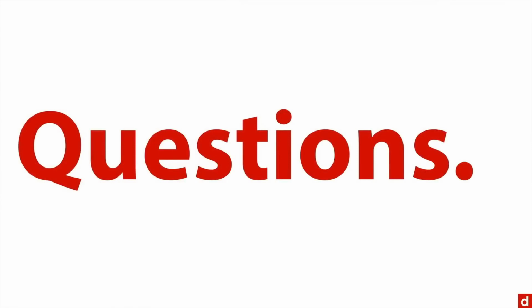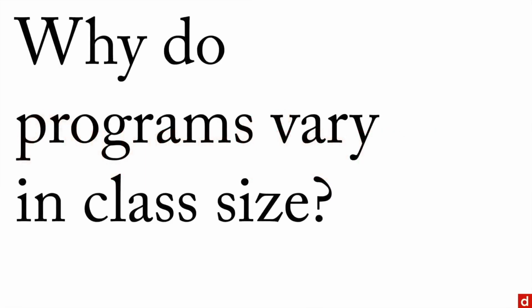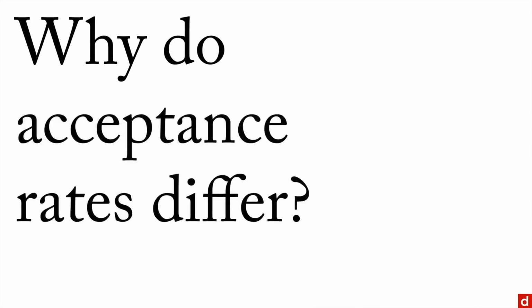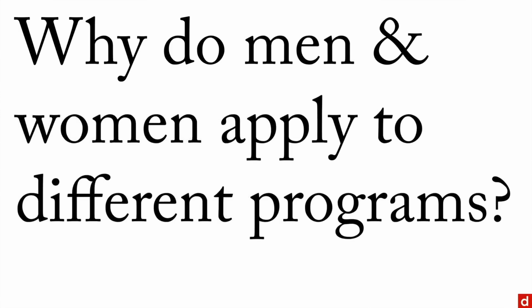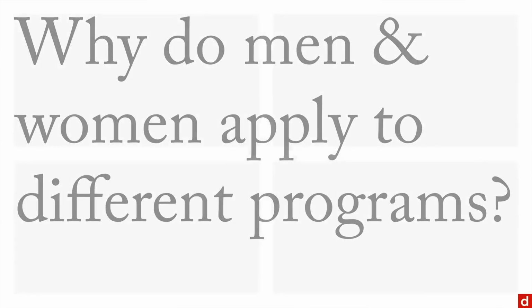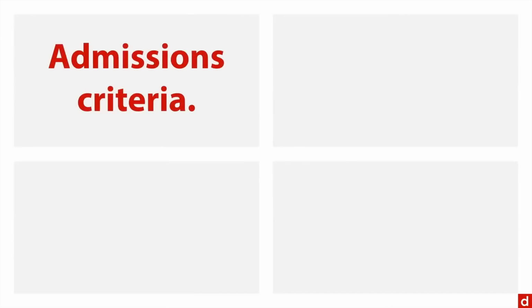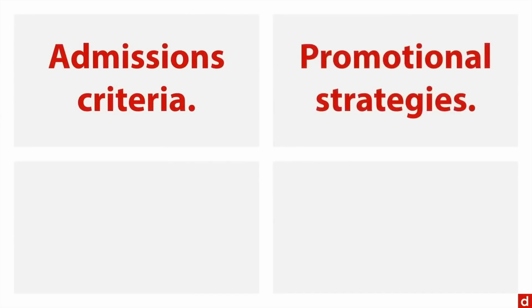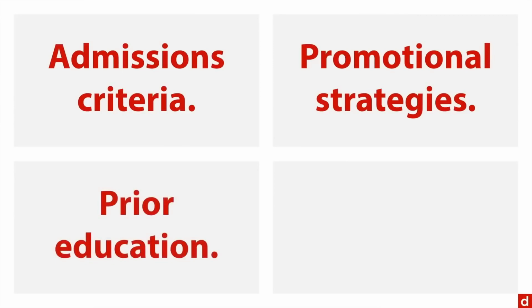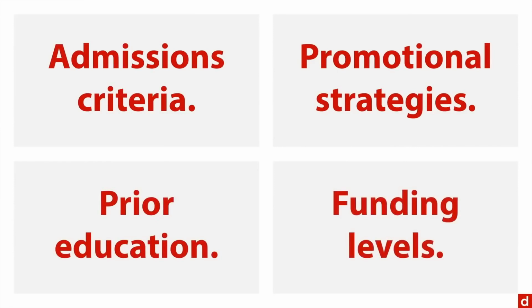And as producing a data-driven story, this is stuff that you would want to do. So for instance, you may want to ask, why do the programs vary in overall class size? Why do the acceptance rates differ from one program to the other? Why do men and women apply to different programs? And you might want to look at things like the admissions criteria for each of the programs, the promotional strategies, how they advertise themselves to students. You might want to look at the kinds of prior education students have in each of the programs, and you really want to look at funding levels for each of the programs.